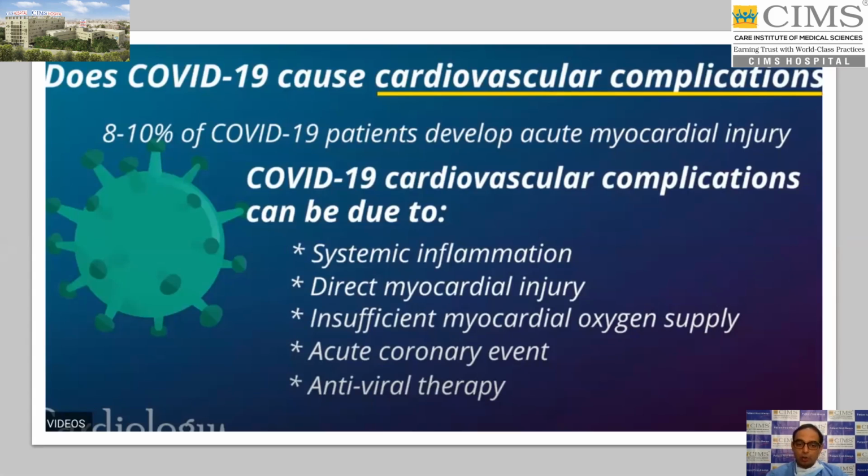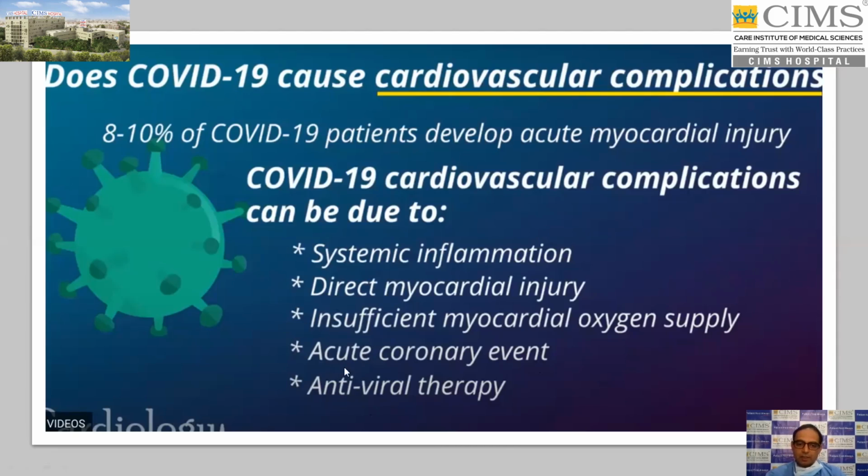It can lead to an acute coronary event. The MI which occurs is type 2 MI. Type 2 MI means there is no coronary artery atherosclerotic block seen. Basically, it is a coronary event with a normal coronary artery. It's a type 2 MI.